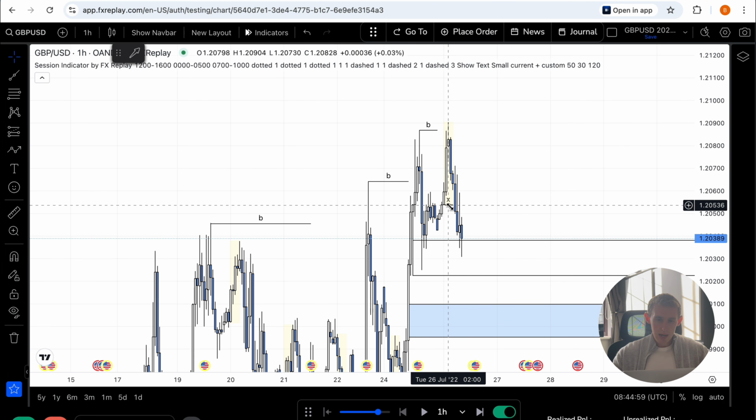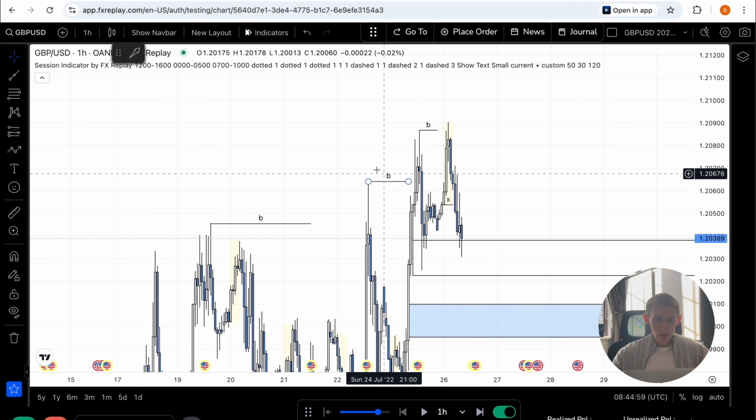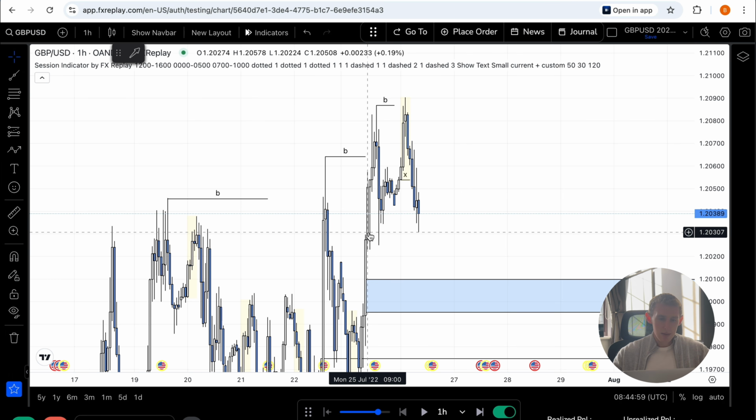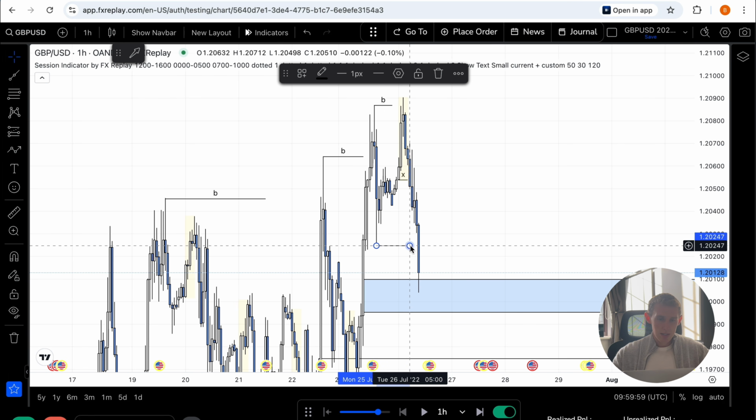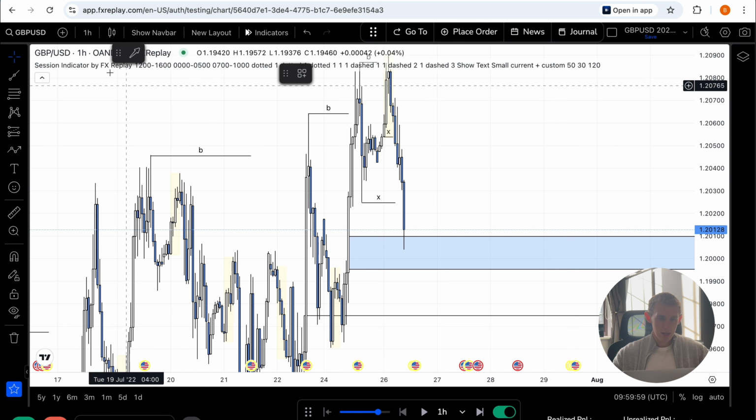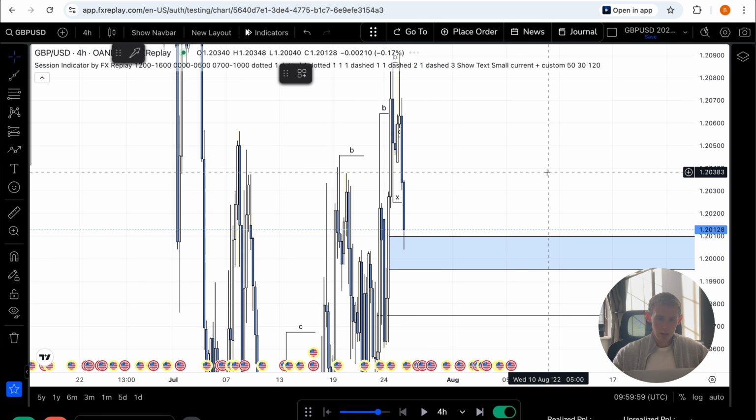What I would look for now would be most likely for price to take this low. You can see it kind of building liquidity there. Yeah, there we go. So price has now taken that low out. Previous higher time frame liquidity has been taken. And if we just jump to the 4-hour real quick.